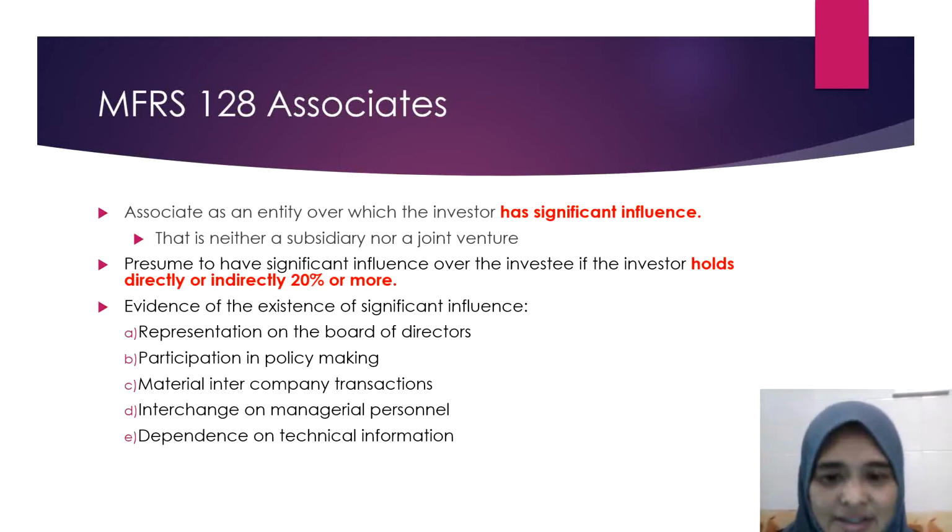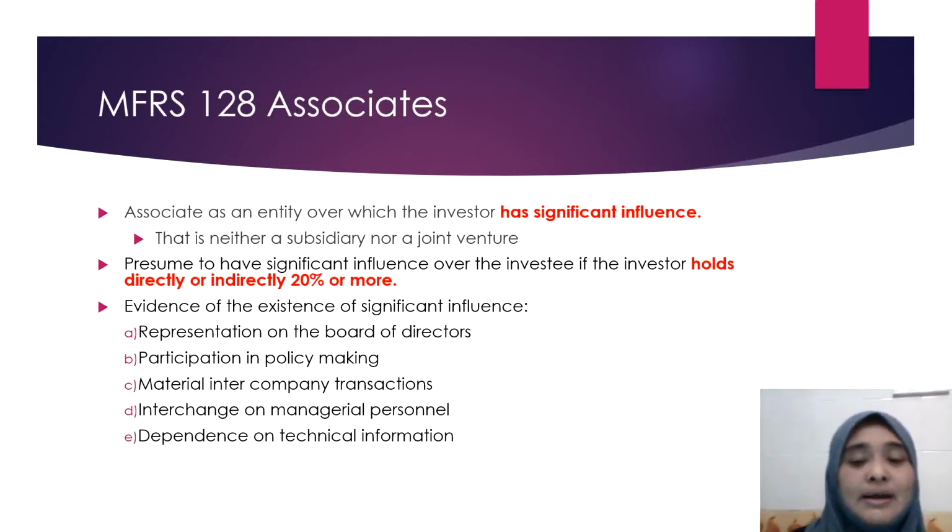There are evidences. The evidence of the existence of significant influence, as listed here, is representation on the board of directors. Meaning part of the board of directors. So if the holding company has a representative on the board of directors, it means the holding company has significant influence with a percentage of controlling interest less than 50%. It can participate in policy making. Material intercompany transactions, where there is a transaction between the holding company selling goods to the associate, or the associate selling goods to the holding company.